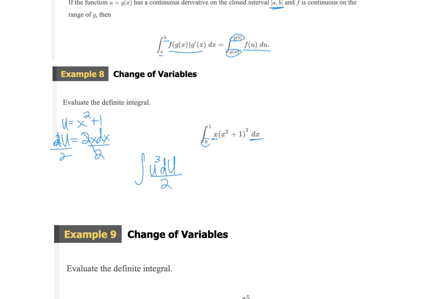Now the problem is I cannot just put 0 and 1 here because 0 into u is not the same thing as 0 into x. That's the key here. And so what Theorem 4.17 told us was that take this 0 and put it into u and put its resulting answer here. So 0 squared plus 1 is 1. And then 1 squared plus 1 is 2. So I put both of these in and I put the resulting number here on the integral.